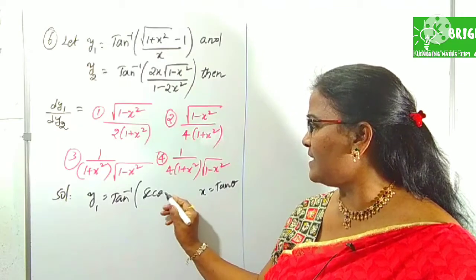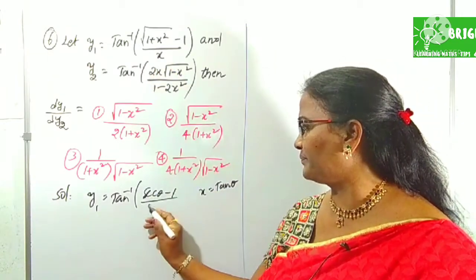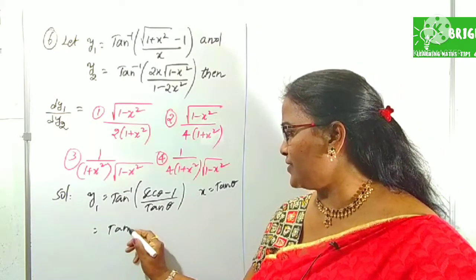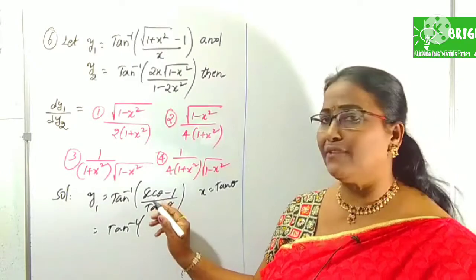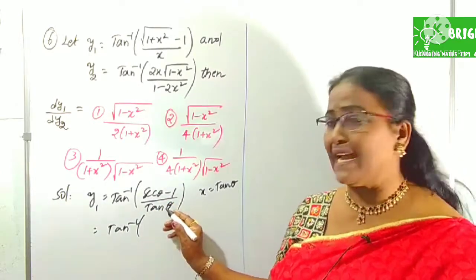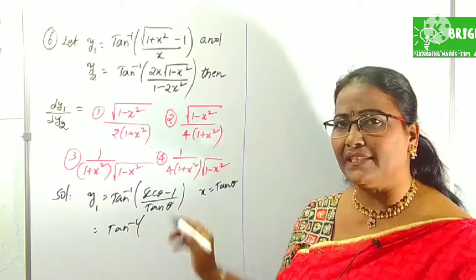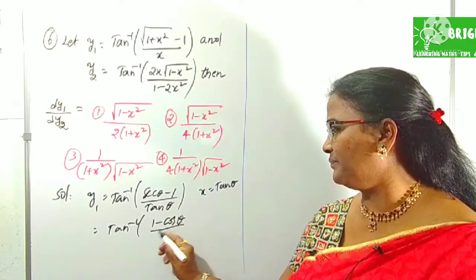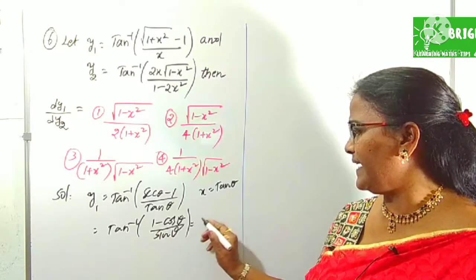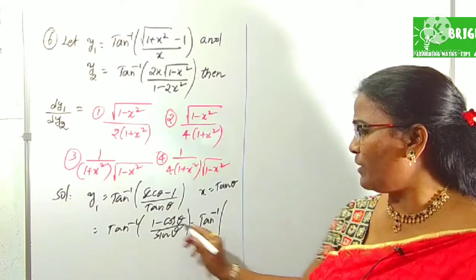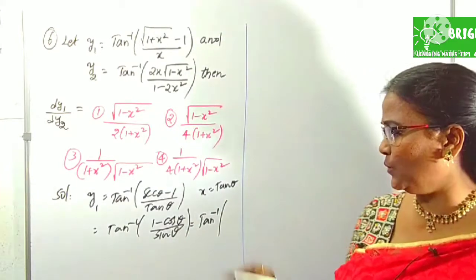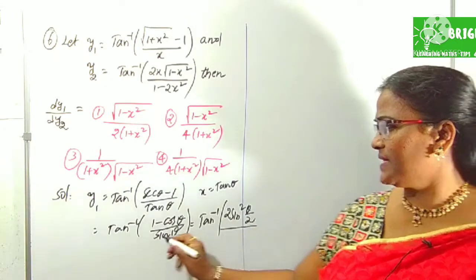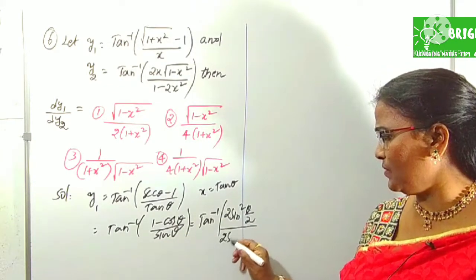Sec theta minus 1 by x, where x is tan theta. Okay, this simplification is very easy. You know the trigonometric applications. Tan inverse of, we can write sec as 1 by cos and tan as sin by cos. By taking the cos LCM, it becomes 1 minus cos theta by sin theta. Again, tan inverse of, 1 minus cos theta is exactly 2 sin square theta by 2, by sin theta, we can write 2 sin theta by 2 cos theta by 2.